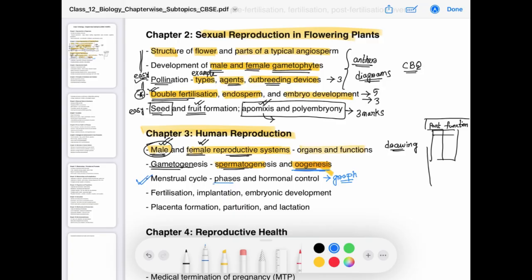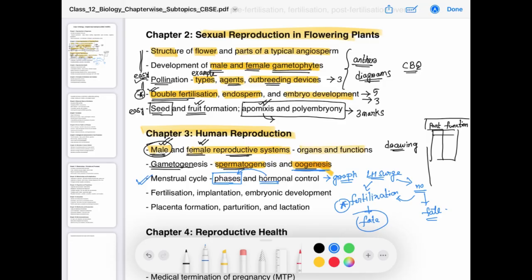You have to know about the different phases, what changes are happening during the different phases, and the hormonal control, that means which hormones are playing a role in different phases. You have to know about the LH surge, and what happens to the ovum if fertilization happens and if it does not. If fertilization is there, there is one fate, and if there is no fertilization, then there is another fate. So you have to read the different fates. This part is very important.